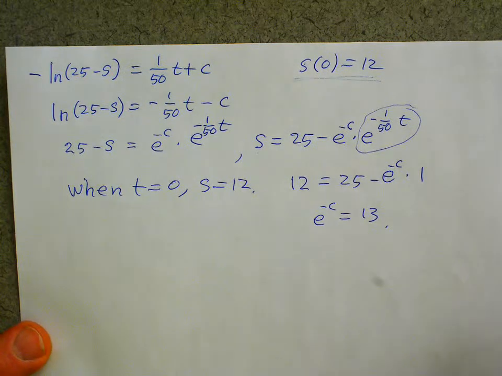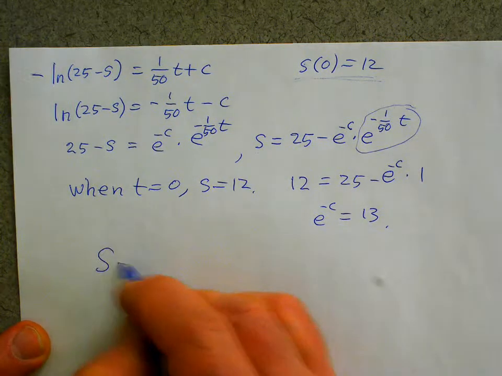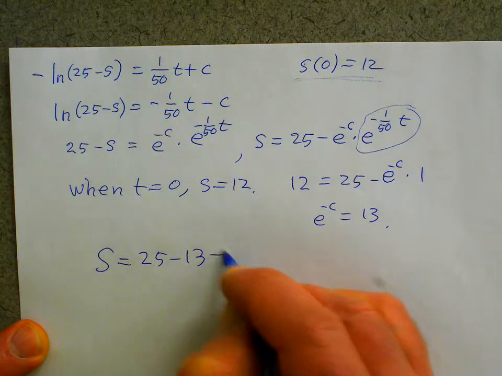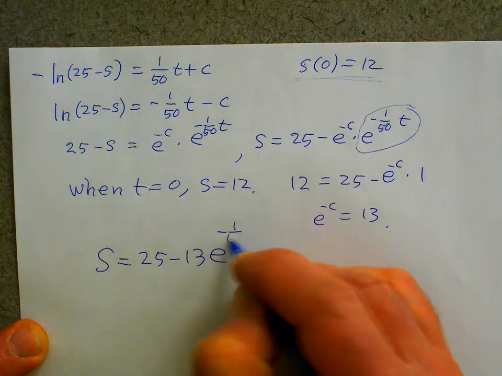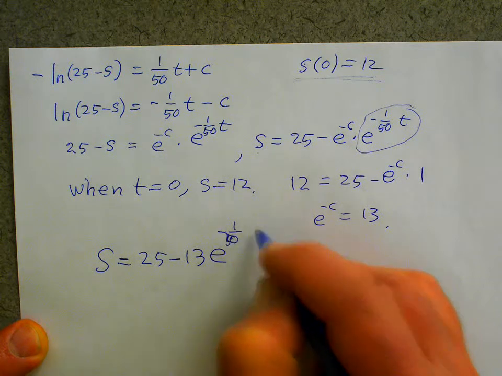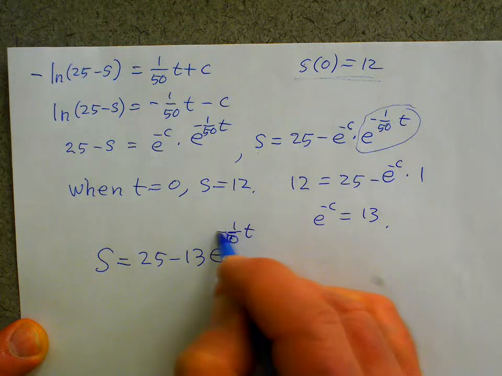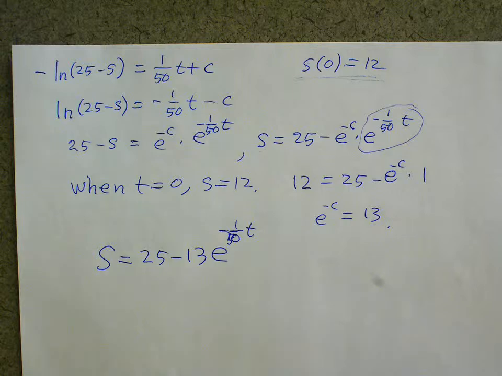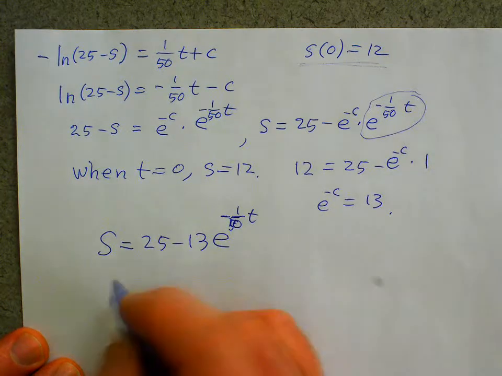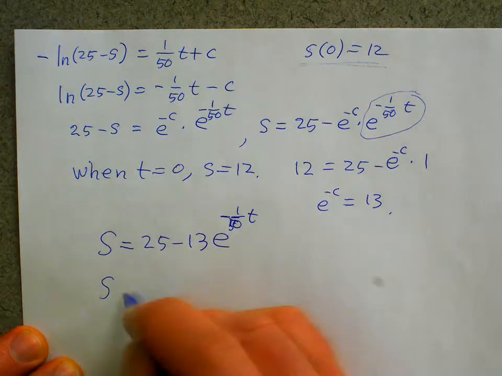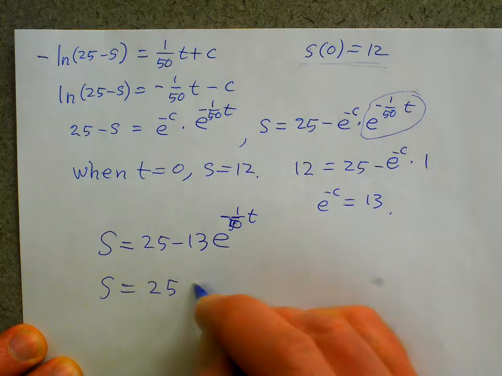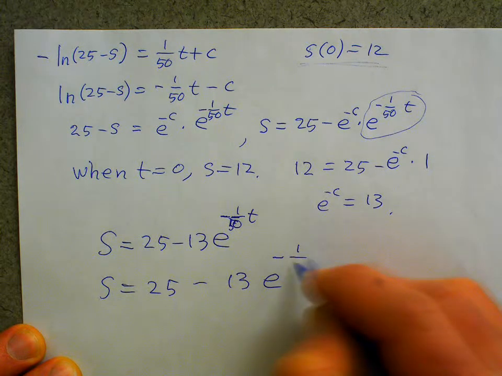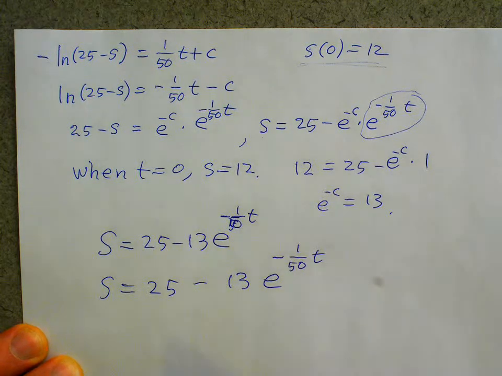So our function is s equals 25 minus 13 times e to the -1/50t. If you can read that. It looks pretty botched on the computer screen, so I'll rewrite it. Hey, that's our function.